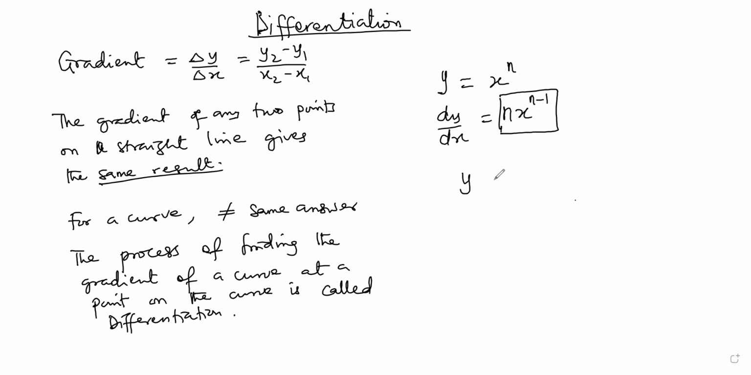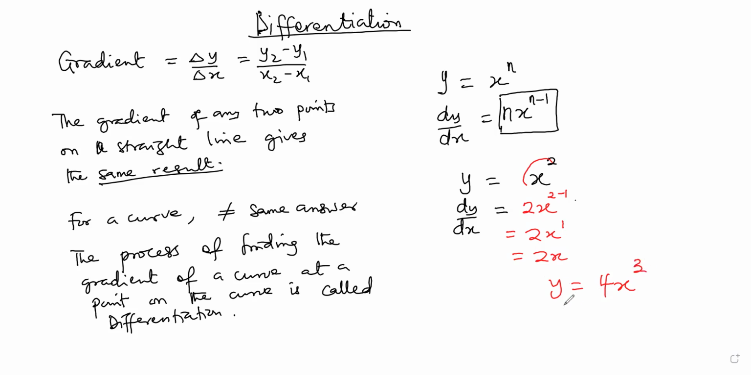Now, for example, if y is equal to x squared and I want to find dy/dx, this 2 will come and multiply the x, so we have 2x, and the power is 2 minus 1, and we all know 2 minus 1 is 1. So we have 2x. Then if y is equal to 4x cubed and I want to find dy/dx, this 3 will come and multiply the 4, giving 12, and the power is 3 minus 1, which gives x squared.